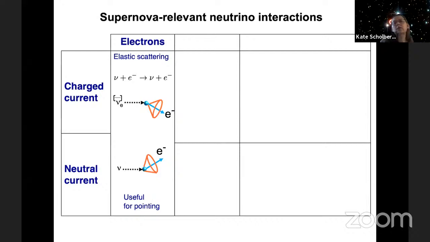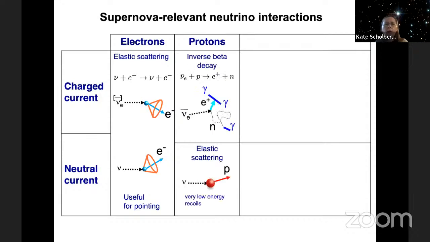a directional interaction. The neutrino comes in, it smacks the electron. The electron remembers the direction it was kicked from. And so if you can determine the track that the electron is following, you can then point back to the supernova. I think Professor Dige showed a plot of that, and I'm going to say more about that in the rest of the talk. So this is very useful for pointing back to the supernova, even though it happens at a relatively low rate. Okay, so now the next most simple target is a proton.